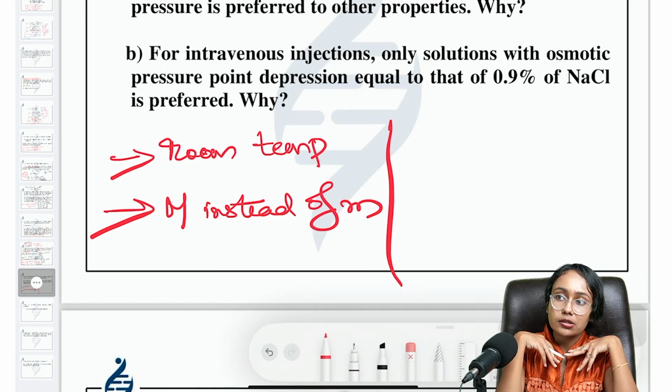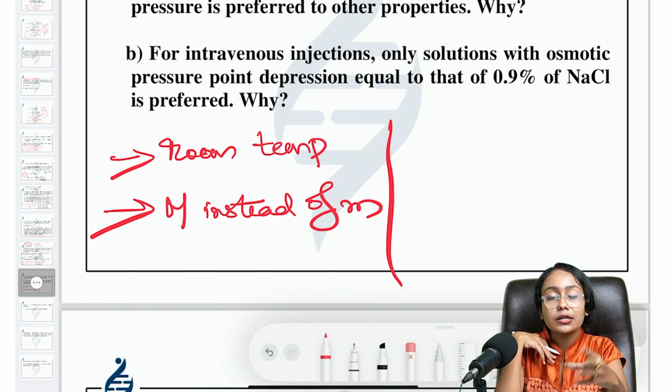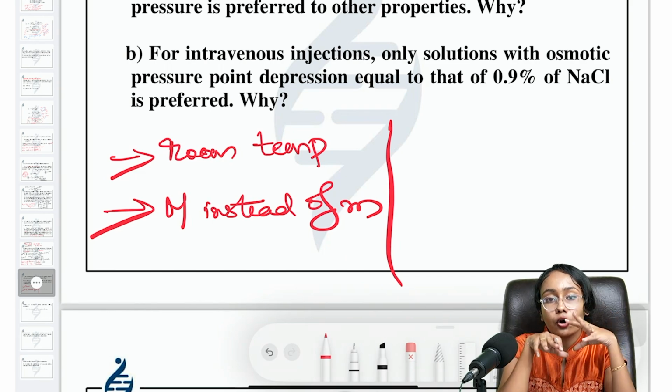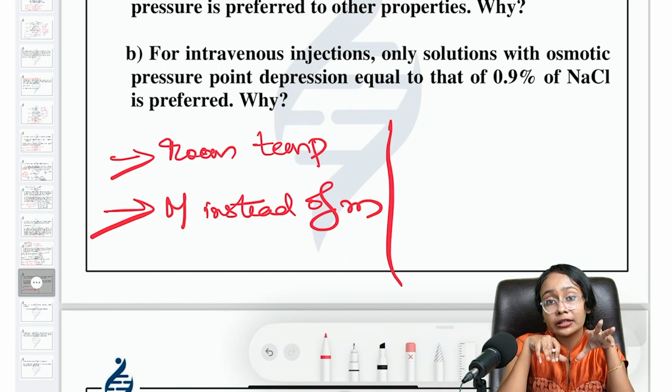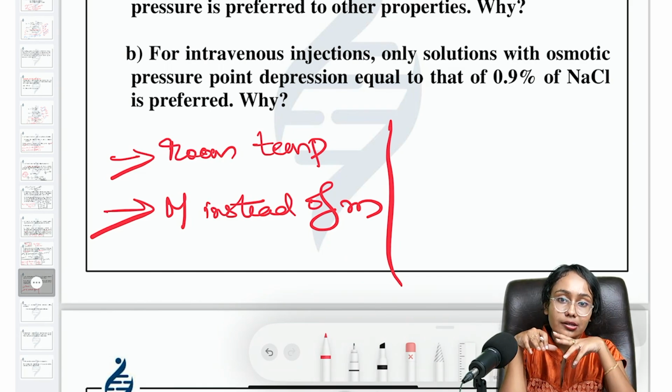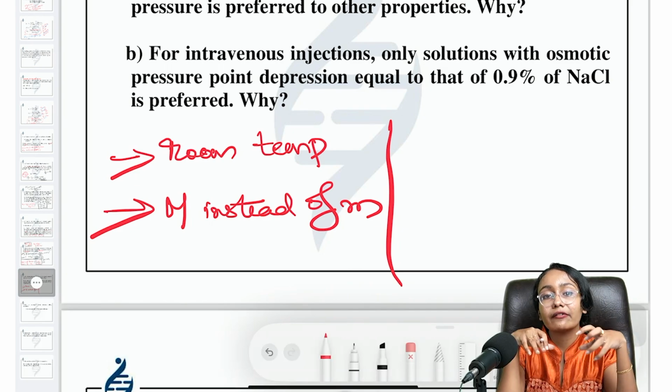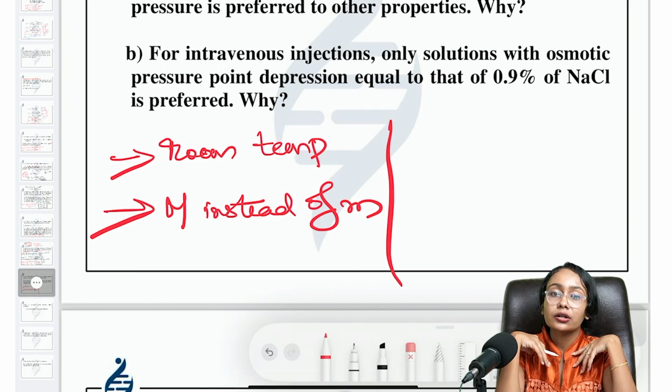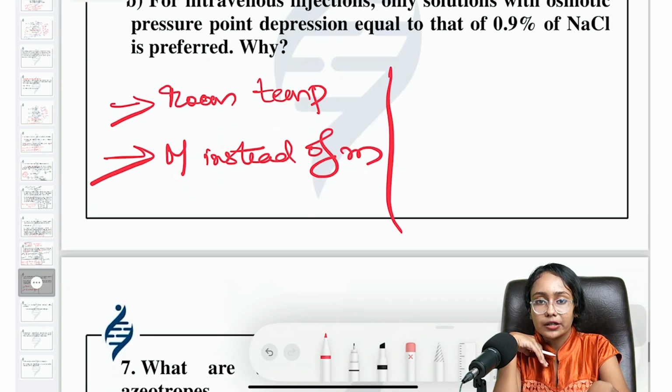Same concentration of water in our body, same concentration of solutes in our body. So it has all those properties. It is an isotonic solution. Isotonic solution means those solutions having the same concentration as that of our body fluids. So 0.9% NaCl is preferred.